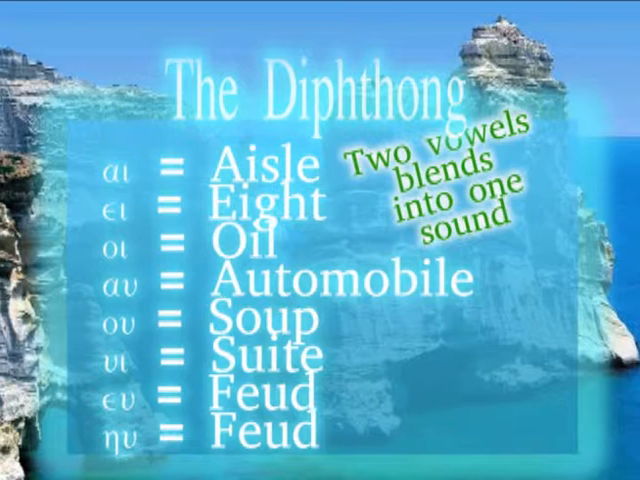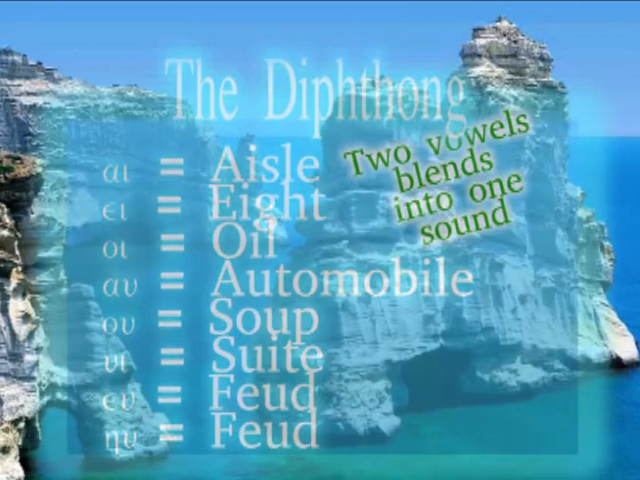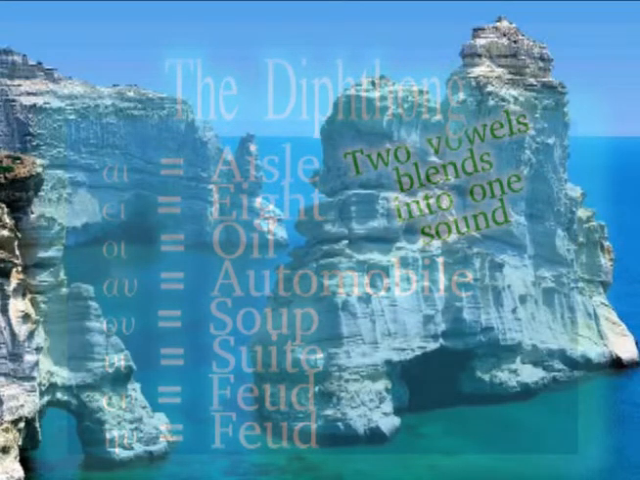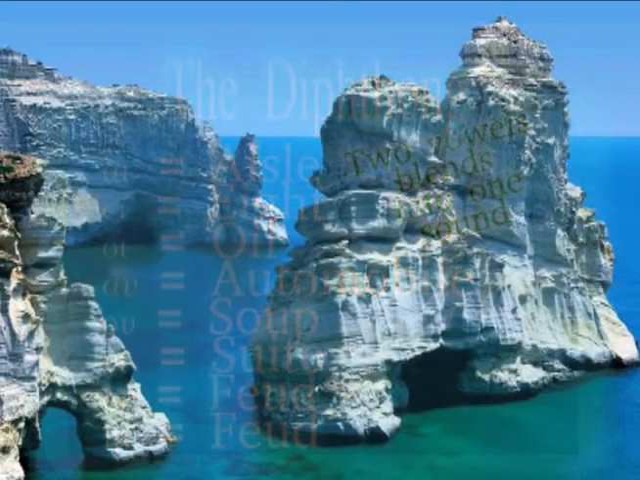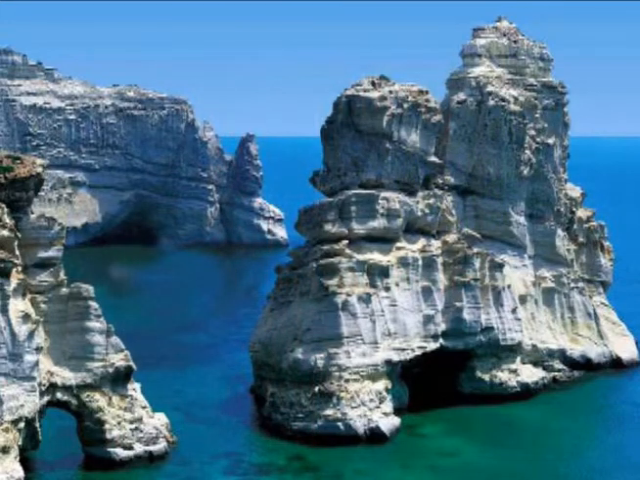The omicron iota creates the oi sound. The alpha and upsilon creates the ah sound. The omicron and upsilon creates the u sound. Upsilon iota creates the ui sound, and the epsilon upsilon creates the eu sound, like in Freud. And that one's a little bit harder for me to pronounce.